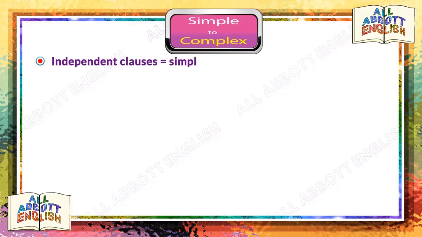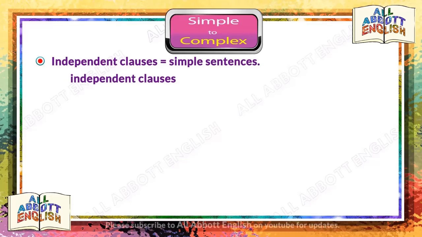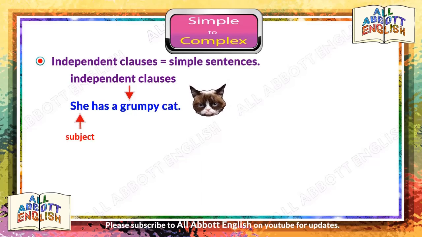Independent clauses are similar to simple sentences. They make sense on their own and can function as complete sentences. Here is an example of an independent clause. She has a grumpy cat. It contains the subject, she, and the predicate, has a grumpy cat. This is an example of a complete predicate. The complete predicate tells us what the subject does or is. It has the main verb, has, and all other details that describe what is going on.